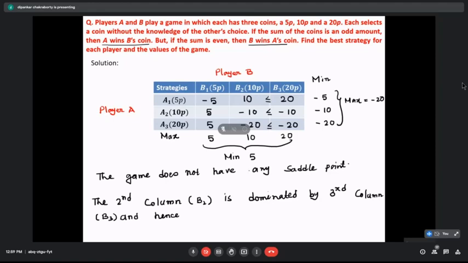Yes, tell me. For B we will keep that column, very good, so that means B3 will be deleted. Yes, exactly. So hence the third column, that is B3, is deleted.